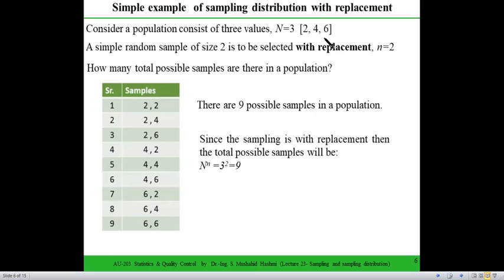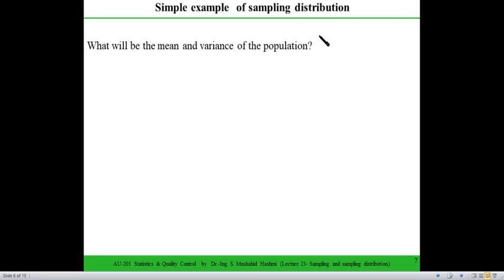You can work it out with a formula as well. If capital N represents the population size and small n represents the sample size, then the population size is 3, and 3 to the power 2 is 9, so you get 9 possible samples. If you have 4 elements and your sample size is 2, then 4 to the power 2 would be 16 possible samples. Keep in mind that once we pick an object, we replace it back. This is sampling with replacement.